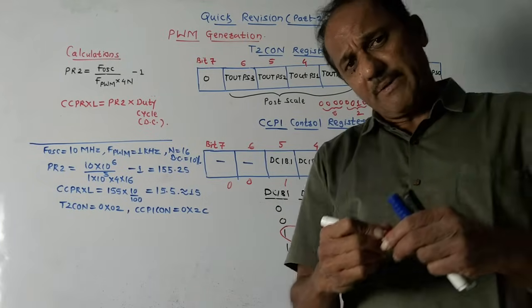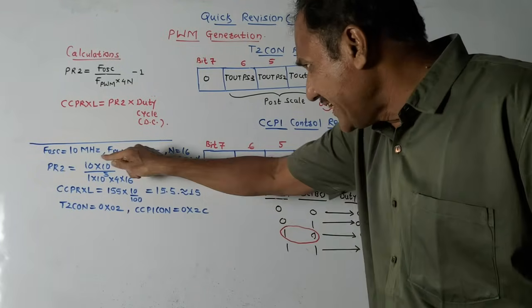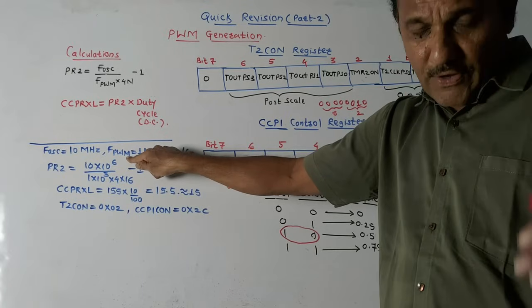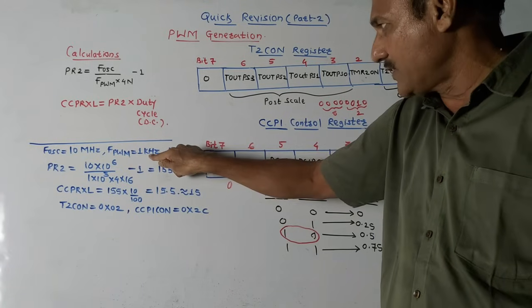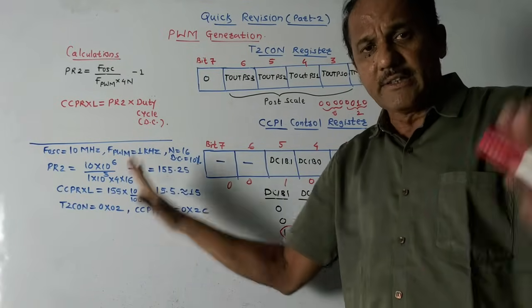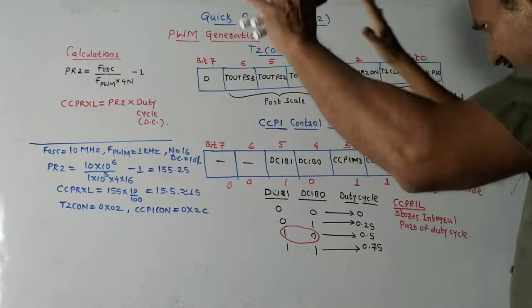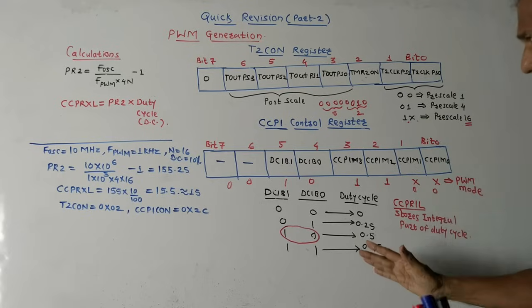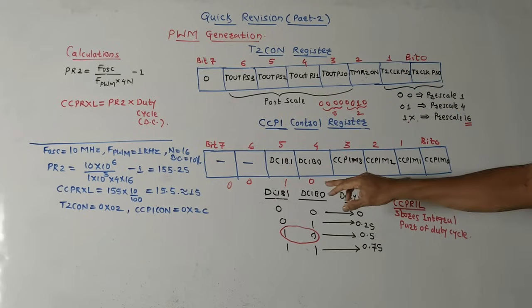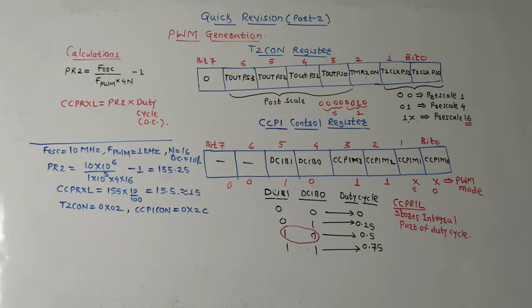For any programming, what will be the change? Only these values will be changed, that is the oscillator frequency or the PWM waveform frequency that you want to generate, as well as the duty cycle. Accordingly, the calculation will change. Rest all the format will be the same. If you just remember this timer 2 control register value, that is sufficient because almost these values are fixed.